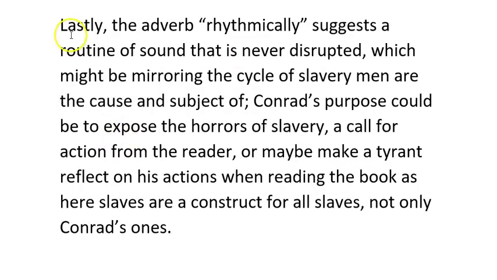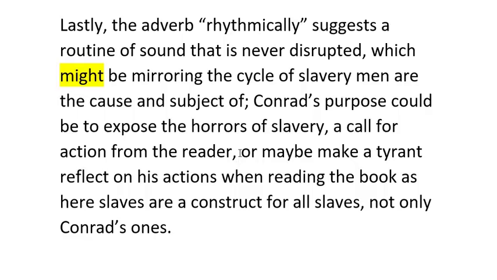Now she finishes with, "Lastly, the adverb rhythmically suggests a routine of sound that is never disrupted, which might be," there's that tentative language again, "like perhaps, mirroring the cycle of slavery men are the cause and subject of. Conrad's purpose," there it is again, "could be to expose the horrors of slavery, a call for action from the reader." So that's a perfect answer up to there.